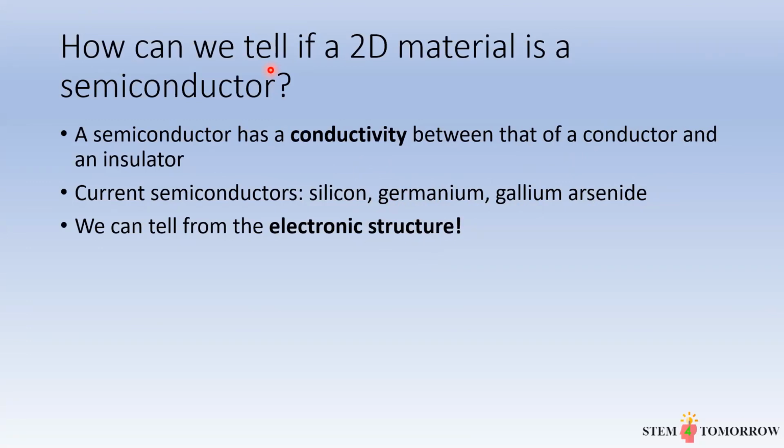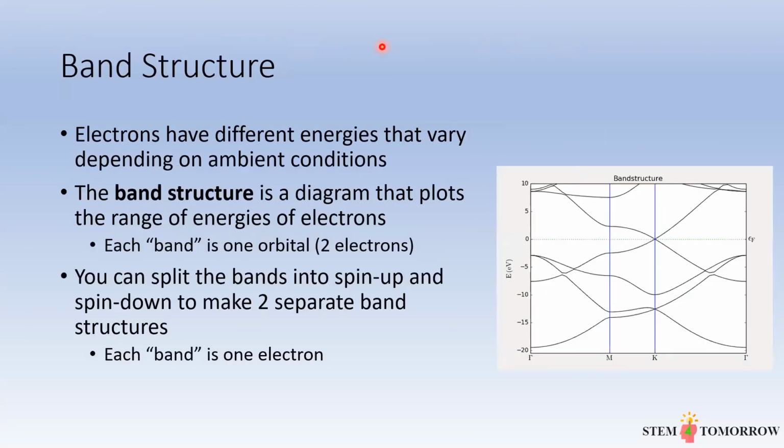Okay, and what is the electronic structure? Well, the electronic structure, or the band structure, is essentially the plot of the energy levels of electrons in the material, as the electrons evolve through different states called K points down here. These are called K points. So you can just think of these as states, okay? And the band structure is a diagram that plots the range of energy. Each one of these curvy lines right here is a band, meaning it's 2 electrons or 1 orbital, okay? So basically, suppose you have graphene, right?